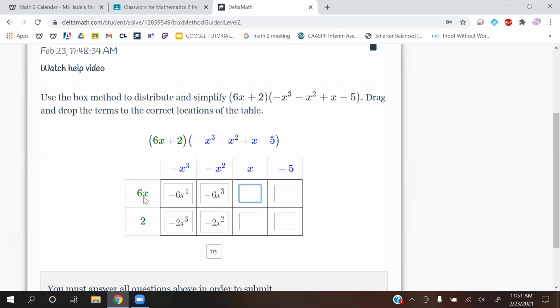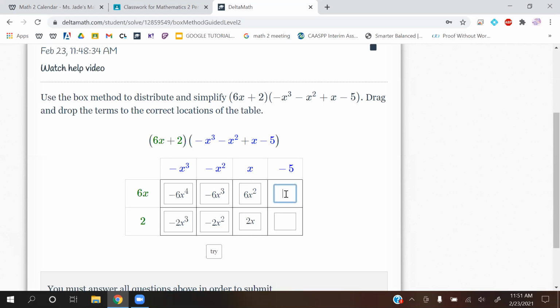For this box, we're going to have 6x multiplied by x, so that gives us 6x squared. So this is a 6 times a 1, gives us a 6. And then we get x squared because it's x to the power of 1, x to the power of 1, so 1 plus 1 is 2. So there's x squared. There's a total of 2 x's that we multiplied. So 6x squared. On this one, we have 2 multiplied by x, that is just 2x.